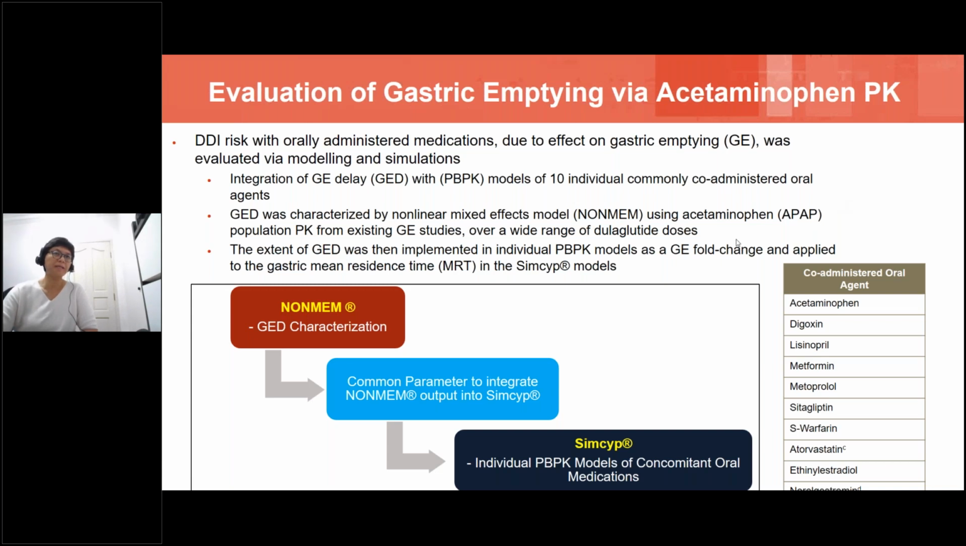So with the PK data of acetaminophen on hand, we built a population PK model using nonlinear mixed effects modeling, and most of you in this audience would be familiar, that's done via NONMEM. What we would then need to do is implement this delay in gastric emptying time into the PBPK models, which are conducted on SimCYP. And as you know, NONMEM and SimCYP operate on two different platforms. So we need to convert the parameter around delayed gastric emptying into a common parameter that can be integrated into the individual PBPK models of commonly co-administered oral medications. A list of these medications is shown on the right-hand corner here.